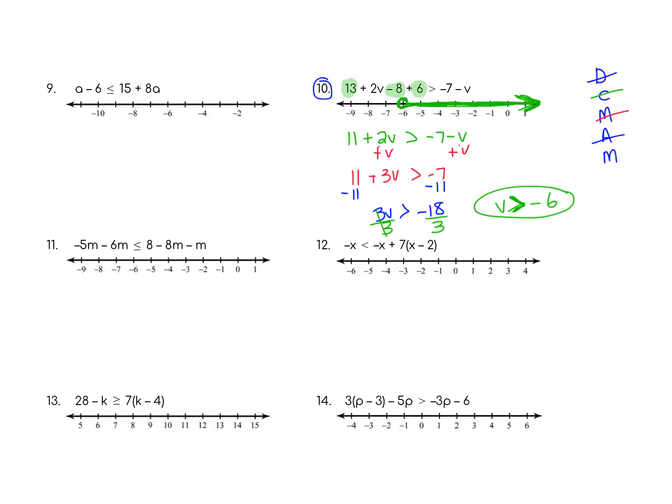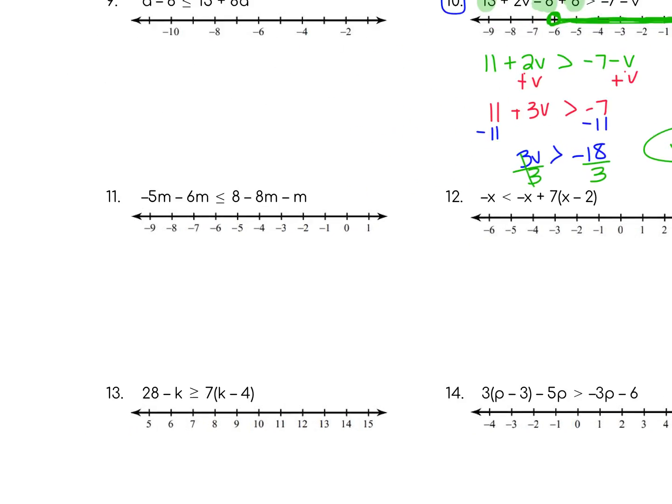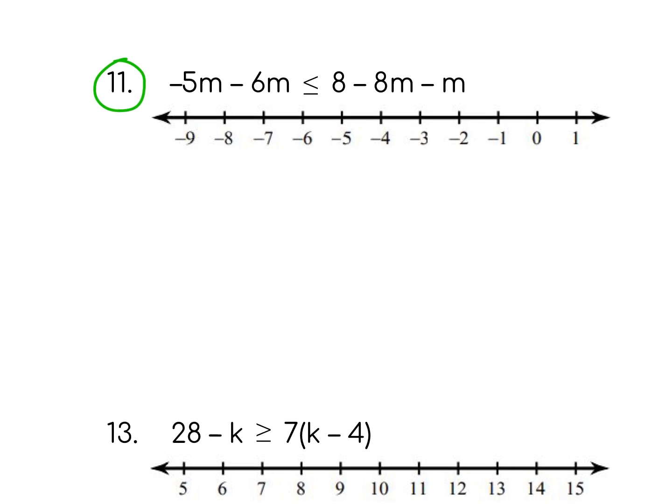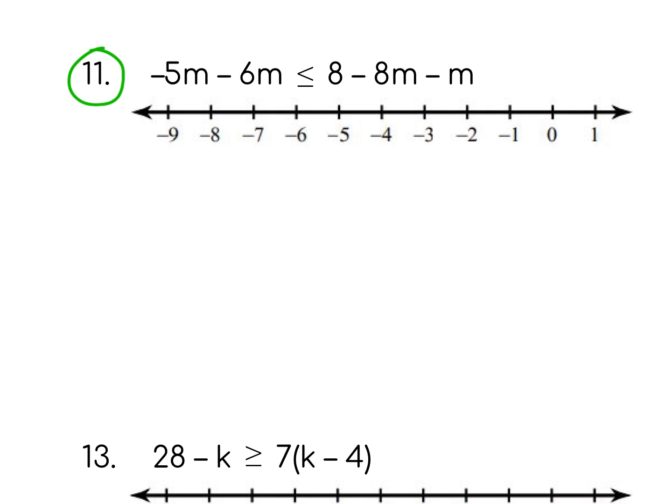Okay, so how about we do one more example, because I'm looking for one where we would have to divide by a negative. Let's look at number 11. So we're doing distribute, combine, move the variable, add and subtract, multiply and divide. Since there's no parentheses, I don't need to distribute, but I do need to combine like terms. On the left side, both terms have an m, so I can combine both of them. Negative 5 minus 6 gives me negative 11m.